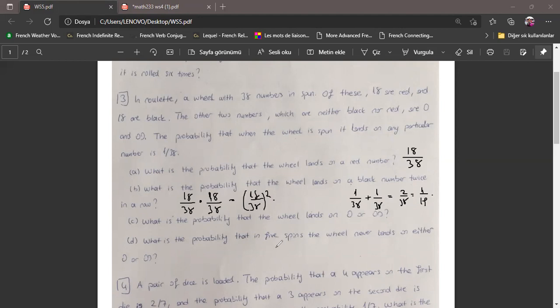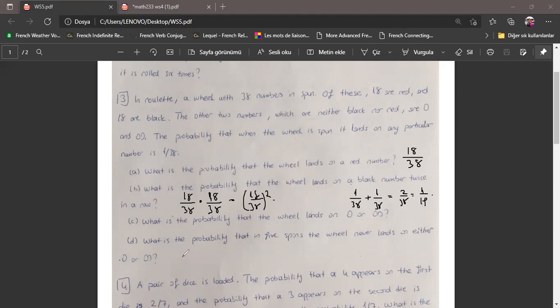Now, what's the probability that in 5 spins, the wheel never lands on either 0 or 00? So now we will spin that 5 times, but let's first compute the one of them. Then we will take the 5th power of that, right? Now we want it never comes. We want that 0 or 00 never come, right?